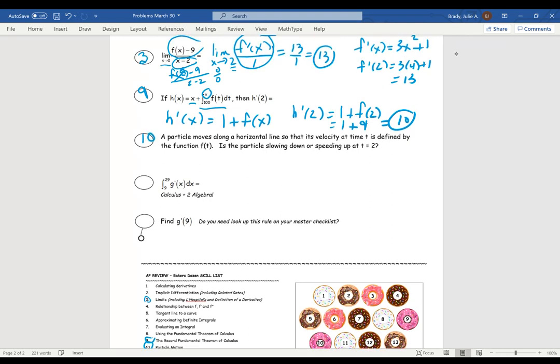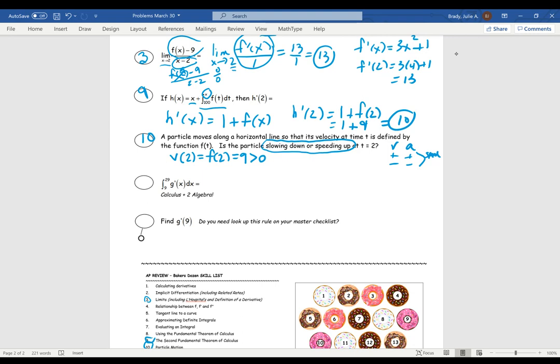Okay, so let's see what we have. We talked about this a couple times and people were still having a tough time with this. You have to check velocity and acceleration. If they're the same sign, if they're both plus or they're both minus, that means we're going to speed up. If they're opposite signs, they're going to slow down. So we want v of 2, which they told me is the same as f of 2, which we already know is 9. And what's the attribute that's important about 9? 9 is bigger than 0.